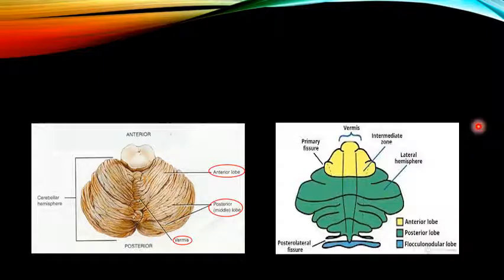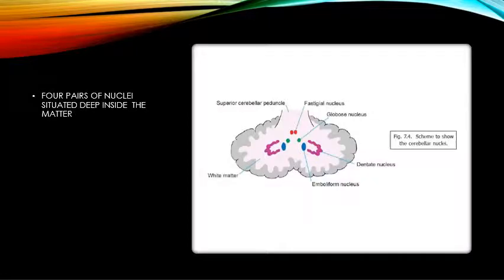Now let us understand further in depth about each cerebellar hemisphere. What is there? In each cerebellar hemisphere, you can see the outer gray matter and the inner part, which is white matter. Deep inside the white matter you can see four pairs of nuclei. Let us see them one by one.